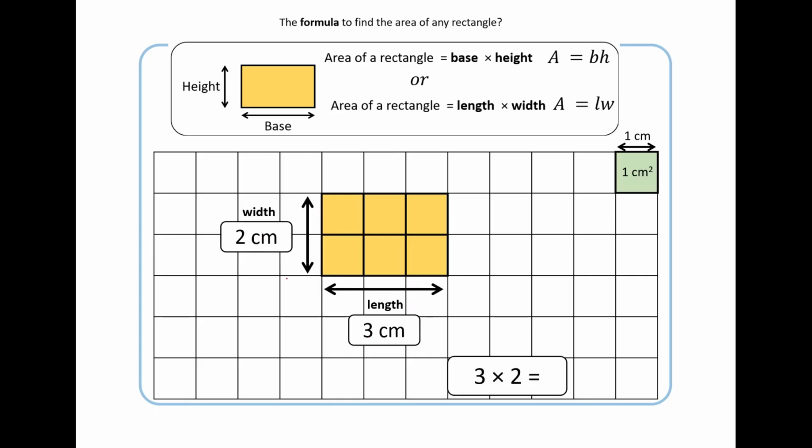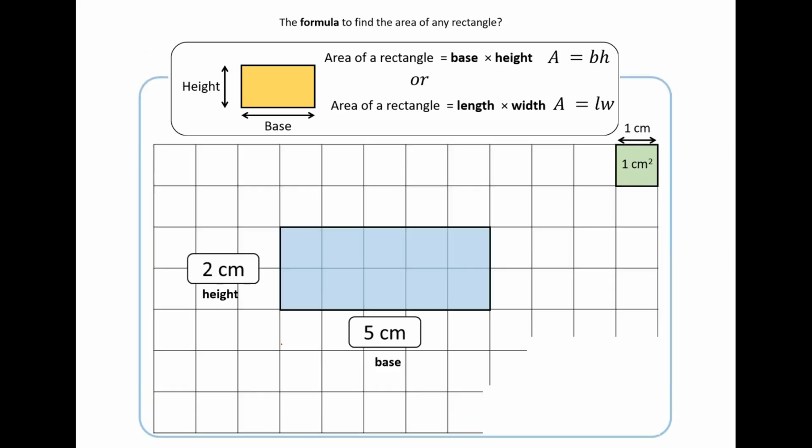So 3 times 2 is going to be equal to 6 centimeters squared. And this does match up with the grid because one little square is worth 1 centimeter squared, and I have 6 of them here. So my answer should be 6 centimeters squared. Now again, I just changed the labeling. So here I called this my base instead of my length, and I called this my height instead of my width. Now for base and height, they always form a 90-degree angle between them.